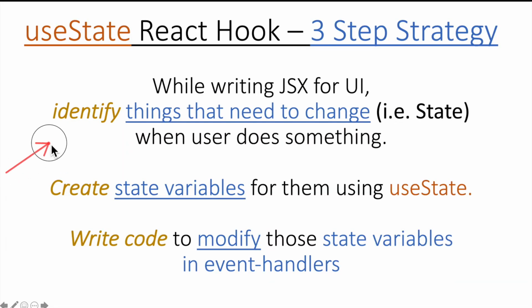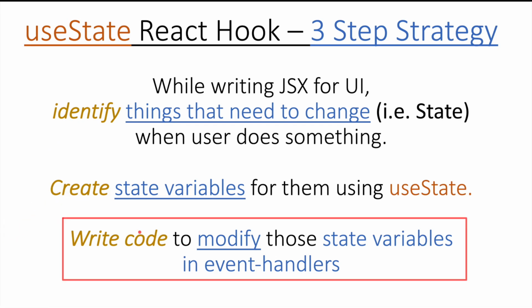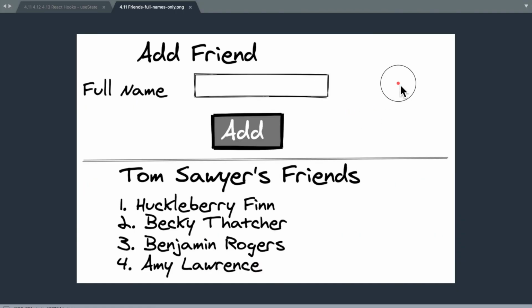So we identified what needs to change, and in our case that is an array, and we created a state variable for that also. And now we need to do the third step, which is to write code to modify those state variables in event handlers. In our case, we have this button over here, and when this button is clicked, this list over here will change. That means the state variable that holds the array will change. So we need to modify our state variable within the event handler code of this add button.